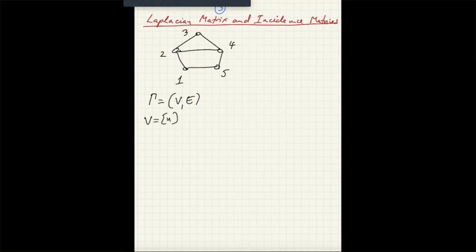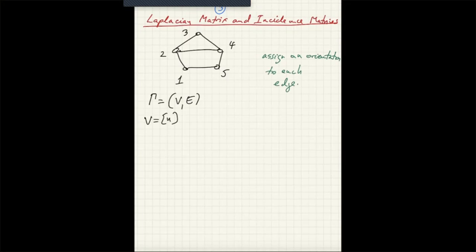So let's say we're given a graph. I'll do the graph as in the example in the notes, with vertex set V and edge set E, and let's just say the vertex set is 1 to n. Now I will define first the directed or oriented incidence matrix, and to do that, let's say that from this graph, we assign an orientation to each edge.